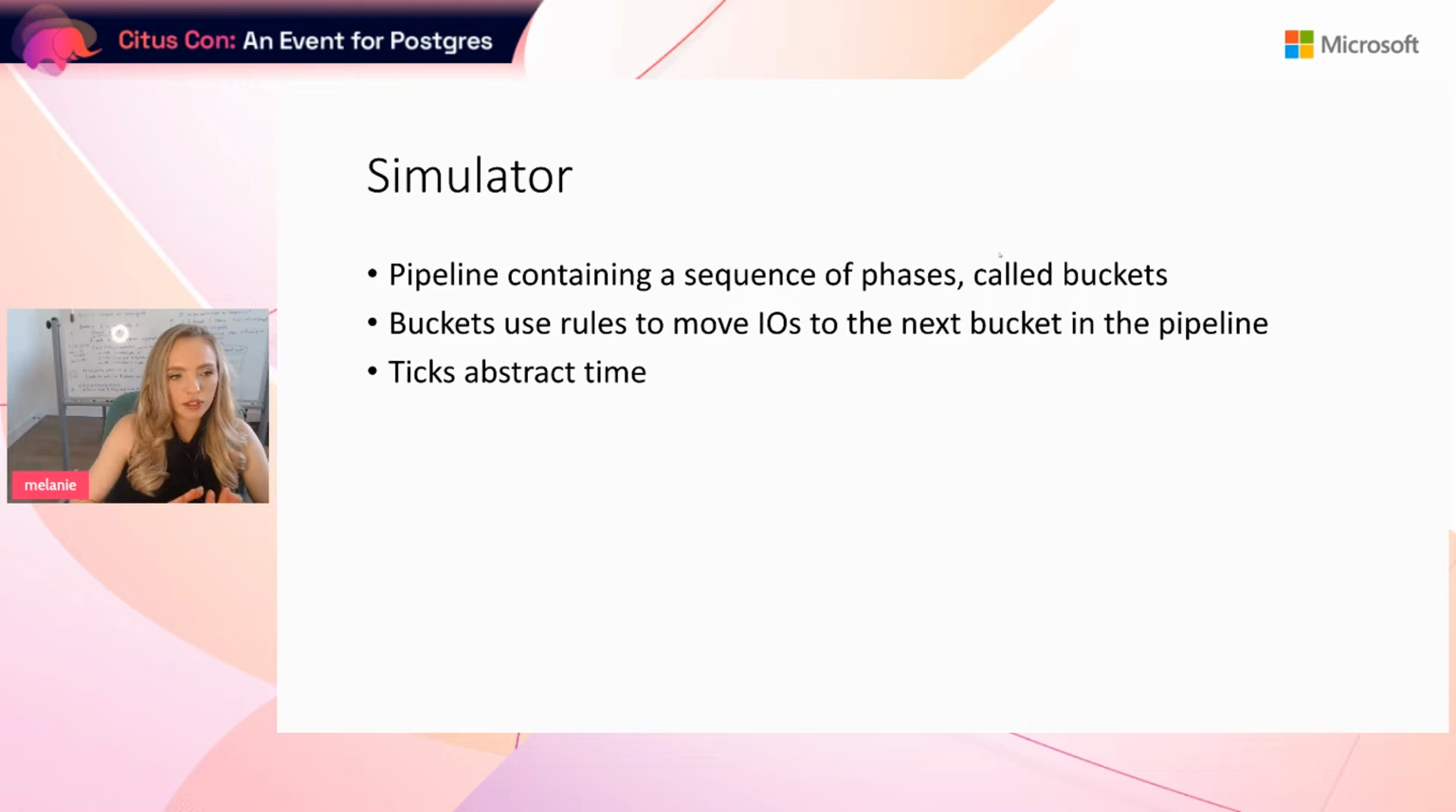So the simulator, its core abstraction is a pipeline, and IOs go through different phases, and I call them buckets. So I might say the word bucket, and it just refers to a phase the IO goes through. And each phase has a set of rules that underlie how the IO gets moved to the next bucket in the pipeline. And you might see on some of the charts that I'm going to show, at the bottom it says ticks, and that's just the abstraction that I use to quantize time.